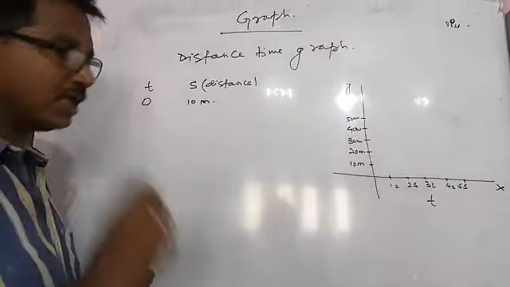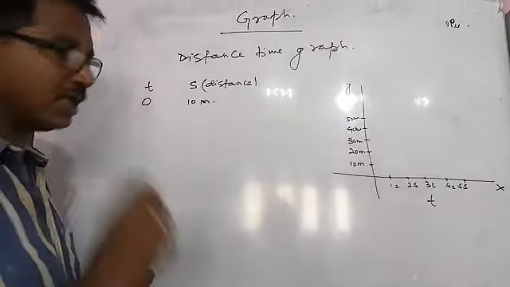So as the body covers equal distance in equal interval of time, therefore it is the example of uniform speed, right? So now let us plot a graph and let us see which type of graph do we get for uniform speed.